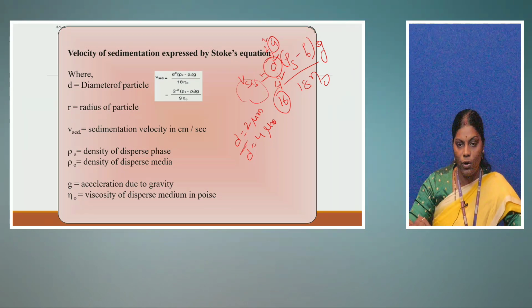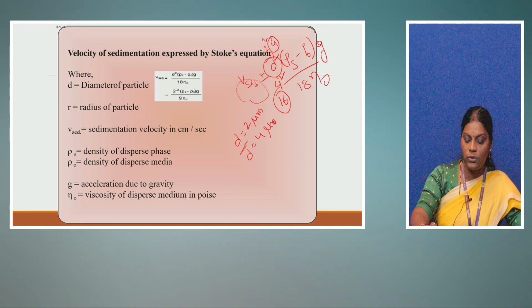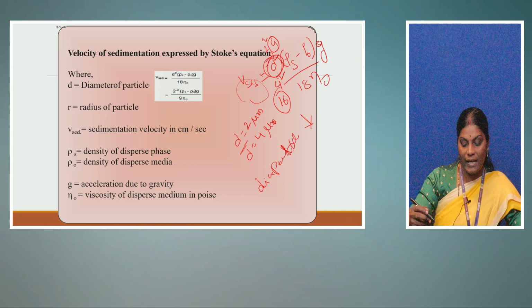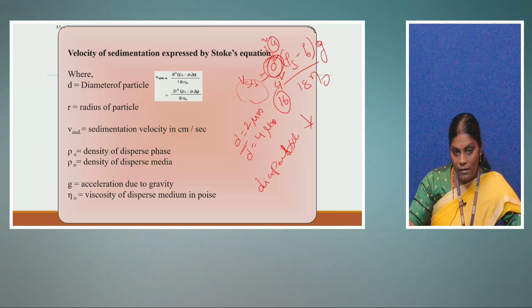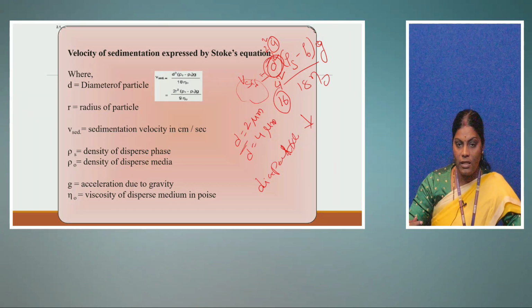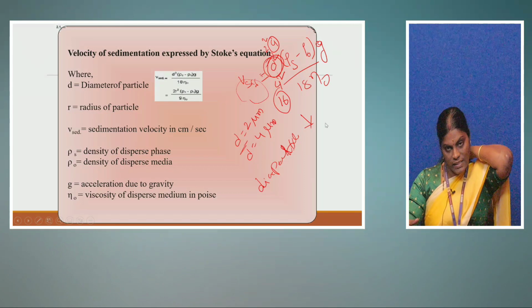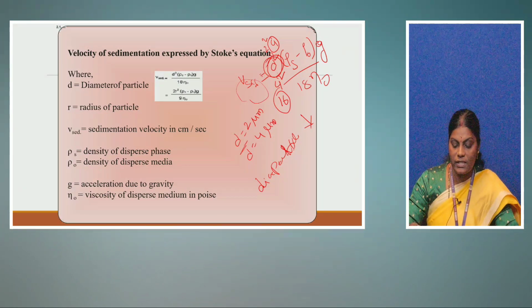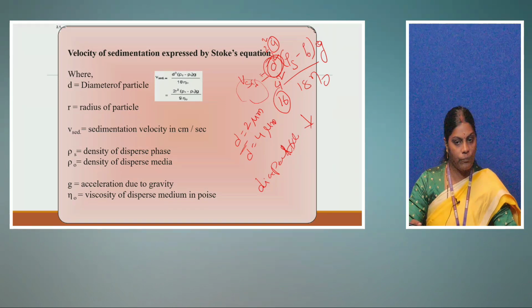So the main controlling parameter is diameter. The diameter of the particle should be controlled, which means the diameter should be less. If the particle size is reduced, the numerator value is reduced, and at the same time the total fraction will be reduced, and that way it leads to less sedimentation.